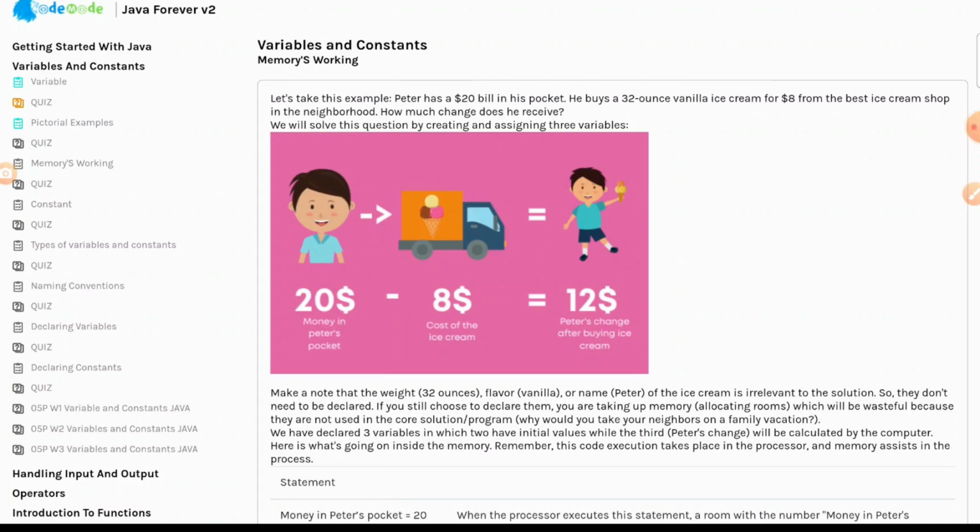We are learning variables and constants, and today we are going to look a little deeper into memory management. We will look into a problem statement, use memory variables, and see how it is being managed in the memory. As you can see in the diagram here, we assume that we have $20 in our pocket and we are going to buy an ice cream which costs $8, and we'll find out what will be the remaining amount.